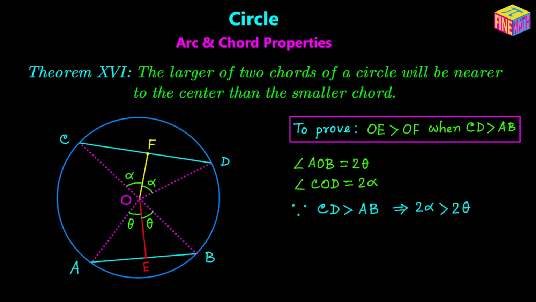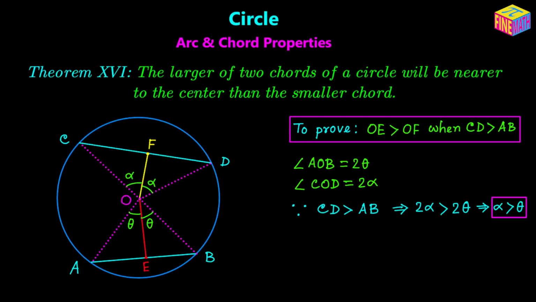Now because CD is larger than AB, can we say that the angle subtended by CD at the center, which is 2α, will be greater than the angle subtended by AB at the center, which is 2θ? So that's what I have noted here: since CD is greater than AB, 2α will be greater than 2θ, because we know a larger chord subtends a larger angle at the center. We have proved that already in a previous theorem. So now from here, can we say that α will be greater than θ? If we simply divide both sides of this inequality by a positive 2, then we get α greater than θ.